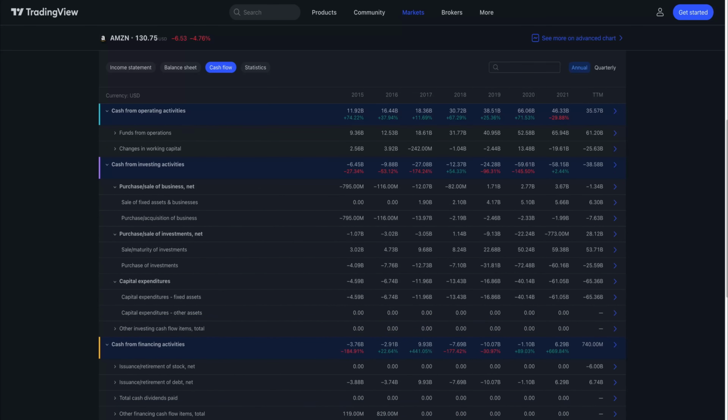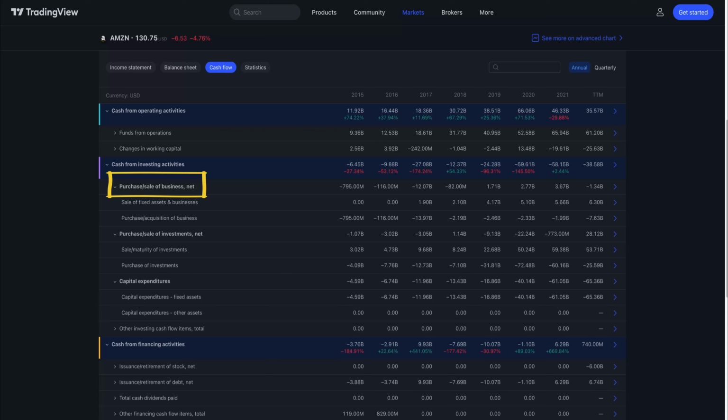Moving to cash from investing activities, as mentioned earlier, this is the amount of cash flow the business generates from investments. There are three subcategories in this section worth focusing on. The first one is the cash from purchases or sale of business, which reveals the cash received from the disposal of property, plant or equipment, business and or other subsidiaries, as well as the purchase or acquisition of a business.